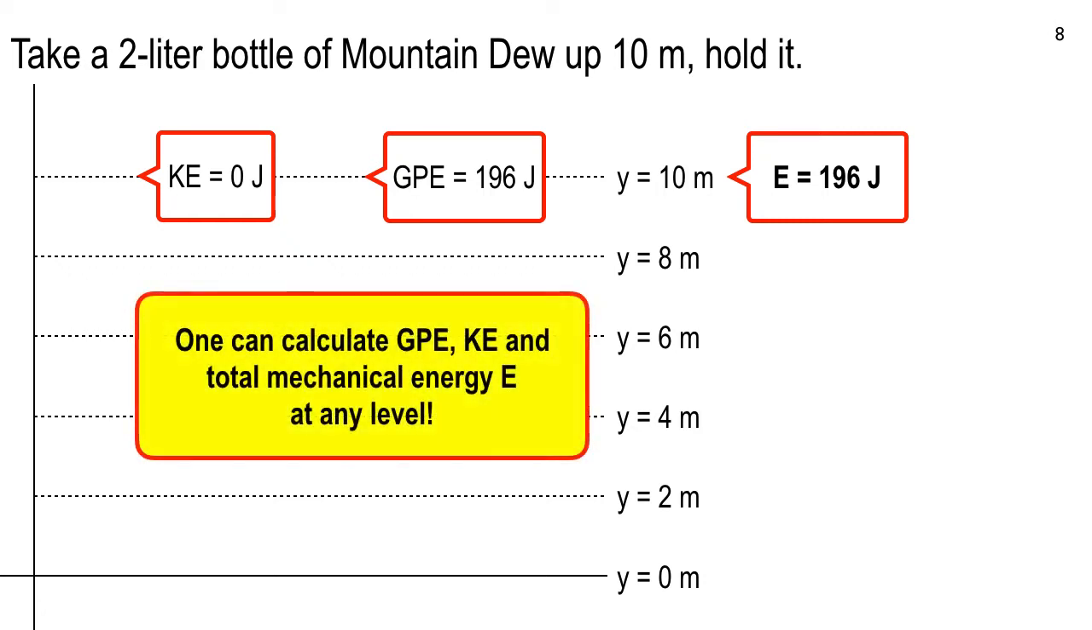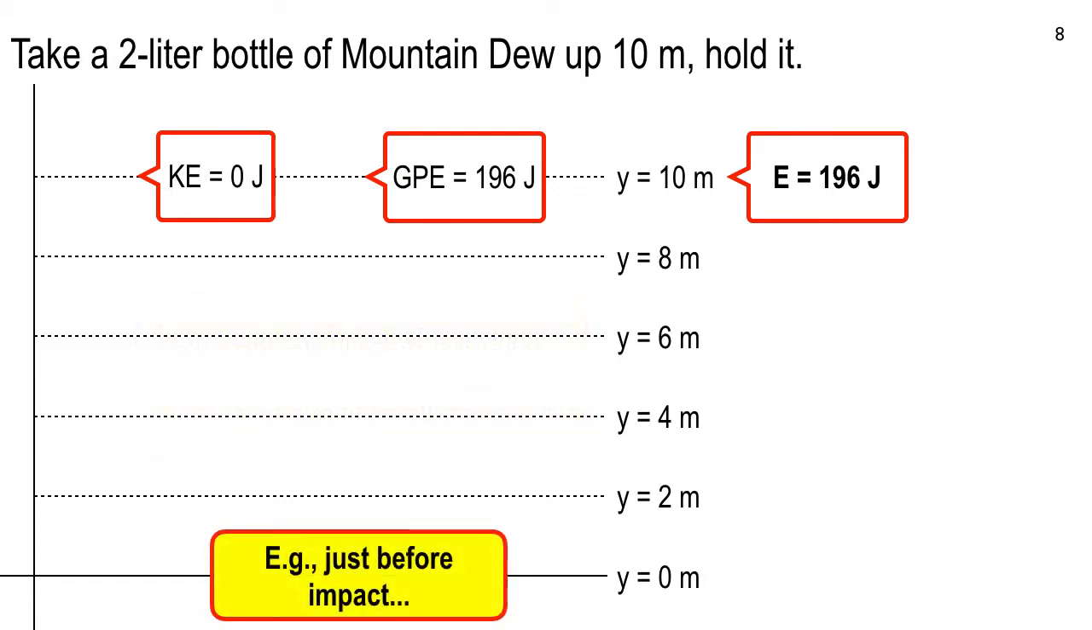And theoretically, if you have enough to get one altitude, whether it's 10 meters or 4 meters or some other meters, you can figure out all the other energy values at any level that you like. So make a note of that. It's kind of like a crossword puzzle. If you know GPE and the KE, you can figure out E, total mechanical energy. And then once you get total mechanical energy, that's going to be the same for every altitude.